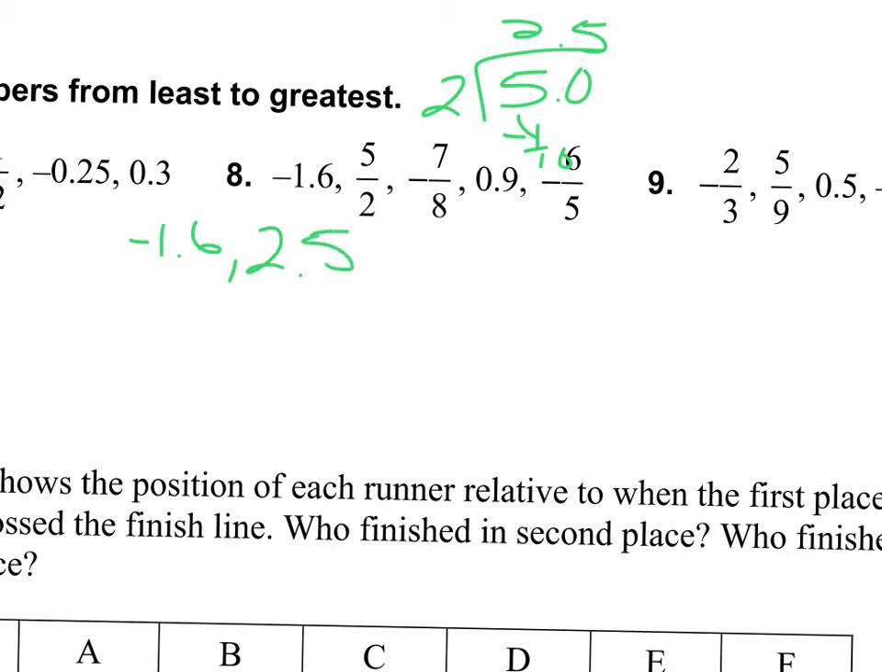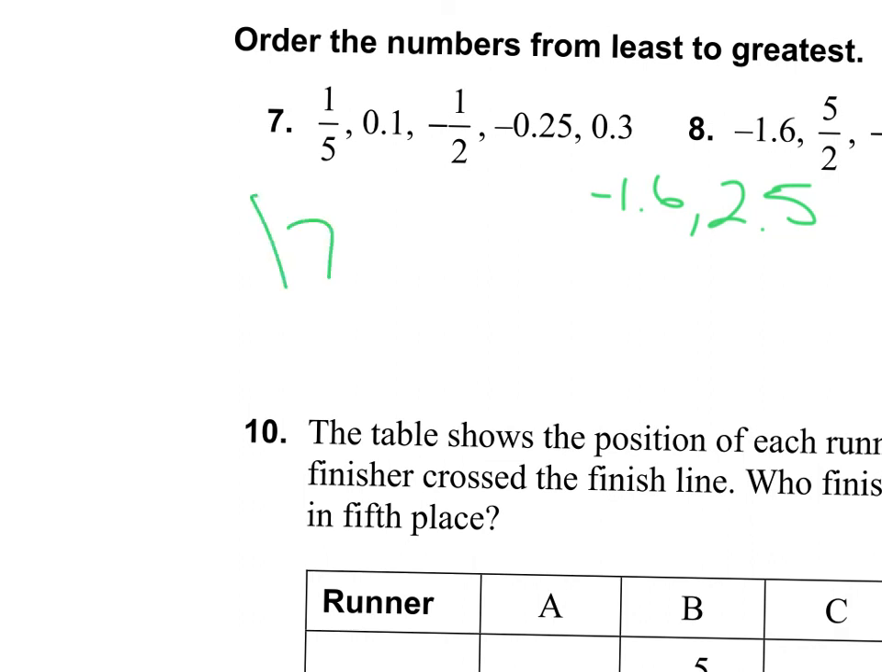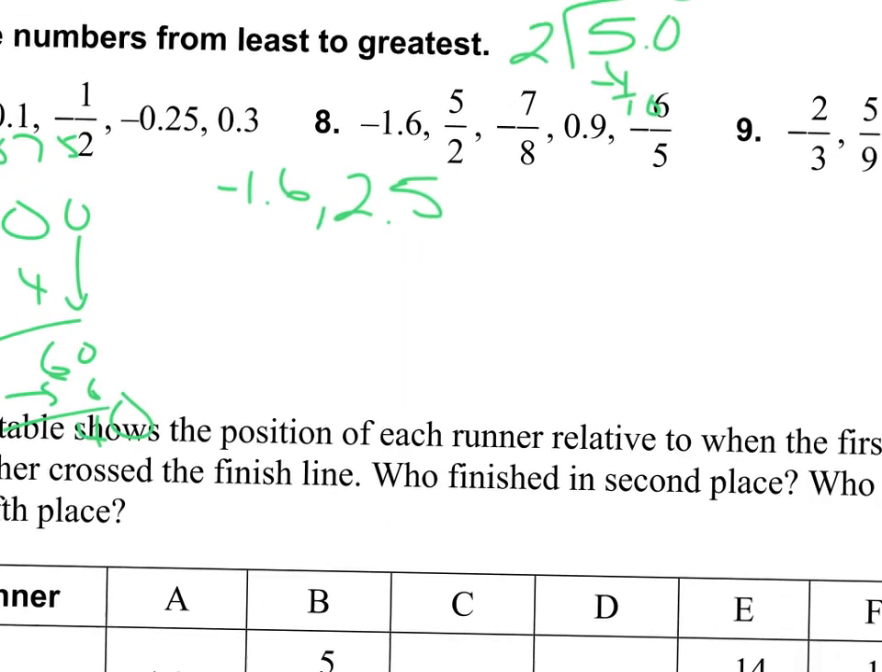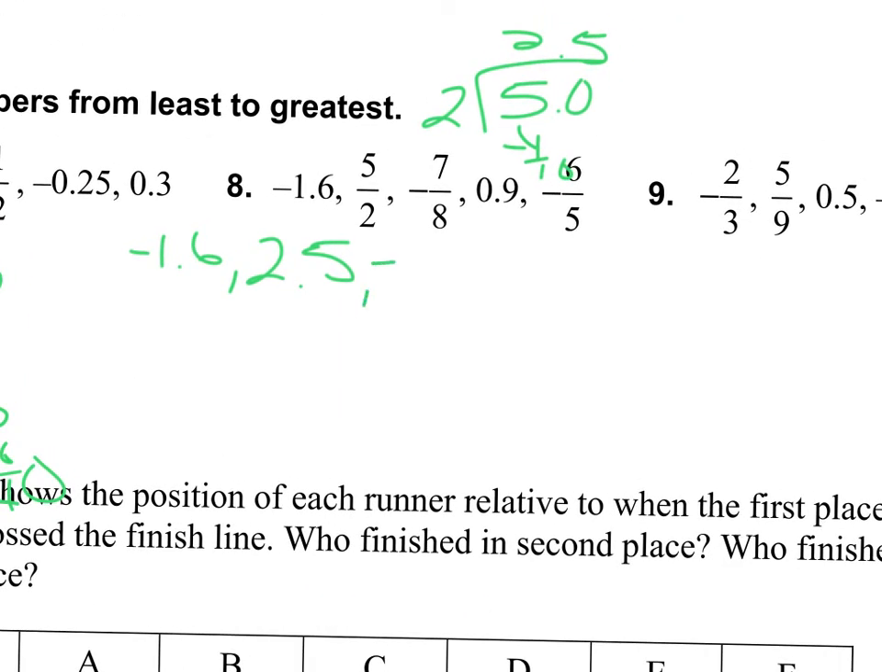Then we have to do 7 over 8, so 7 divided by 8. 8 goes into 7 0 times, add a decimal, add a 0. 8 goes into 70. How many times? 8 times 8 is 64, subtract, we get 6, add another 0, drop it down, 8 goes into 60 7 times, that'd be 56, get 4, 8 goes into 40, because you add a 0, 5 times. So this would be 0.875. And remember, that has a negative, so we have to put negative 0.875.